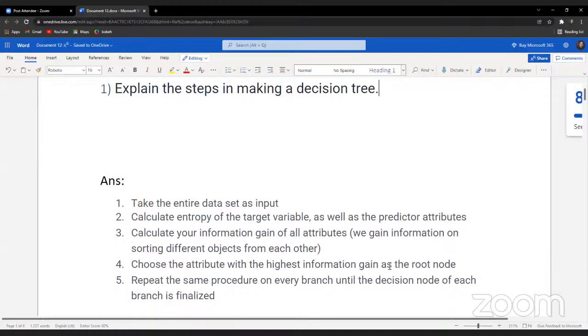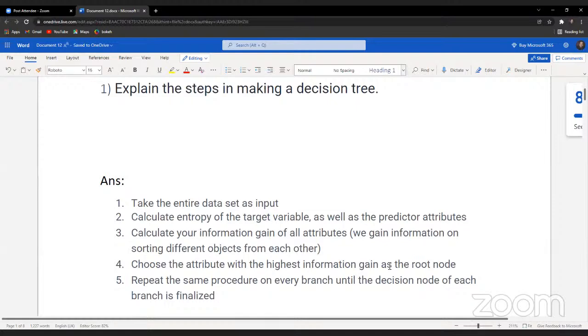In the next step, we have to choose the attribute with the highest information gain as the root node, which means we have to choose the one that is most preferable for the process to be done. Then we have to repeat the same procedure a number of times until the decision node of each branch is finalized. These are the steps to be followed to make a decision tree.